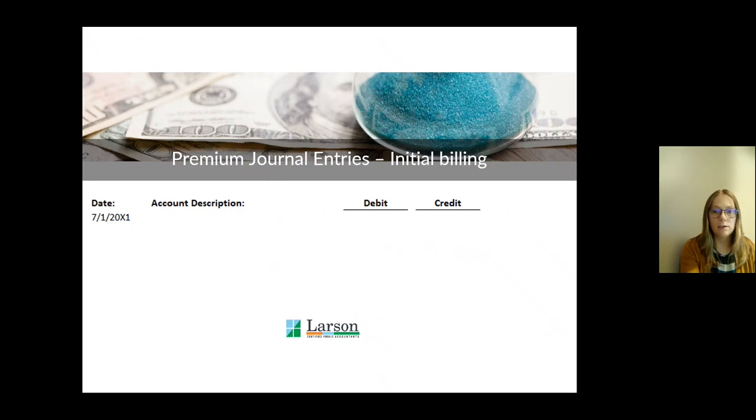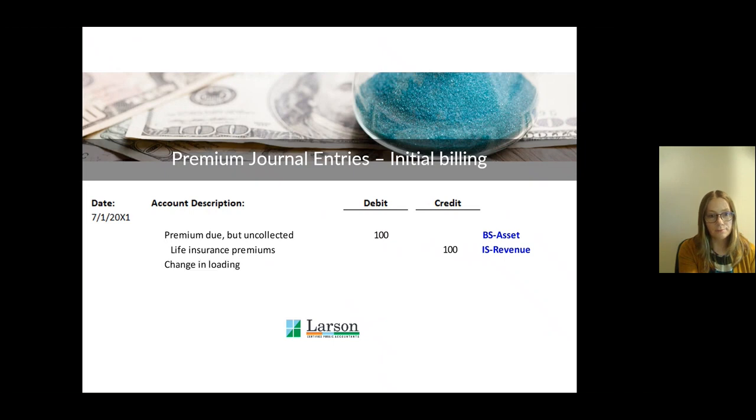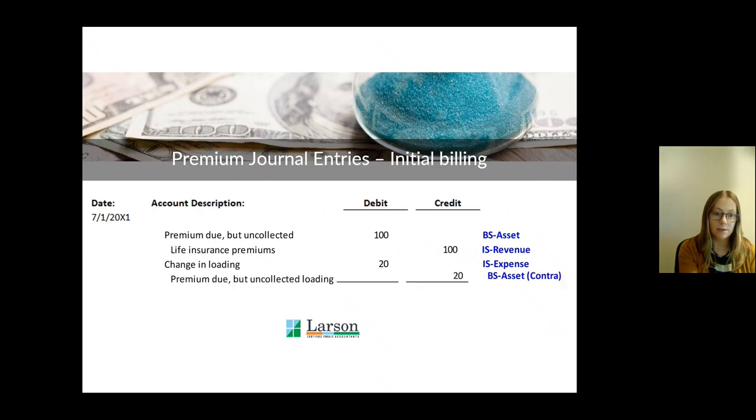So here's the initial billing. So we haven't collected the cash, but we're billing for premium at July 1st, X1. See, we have premium due, but uncollected. So we debit $100 for the premium, goes on as an asset, as a receivable. And then there's the revenue of $100 life insurance premium. Next, we need to record the loading, which change in loading is an expense decreasing the income statement, $20. Then premium due but uncollected goes into a contra asset account. You can see total for the journal entry. So we're only recording net premium at the end of the day, although they're recorded on different lines of the income statement.